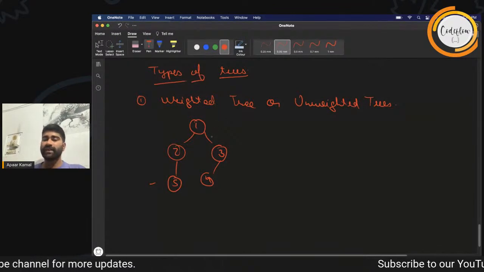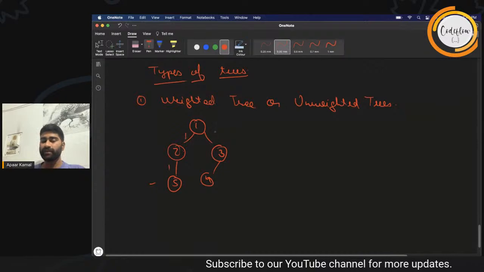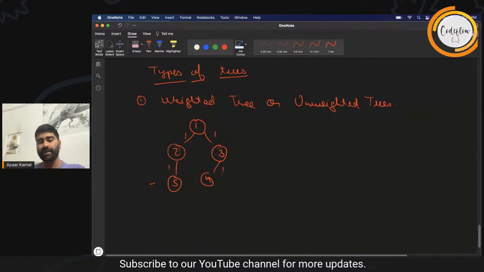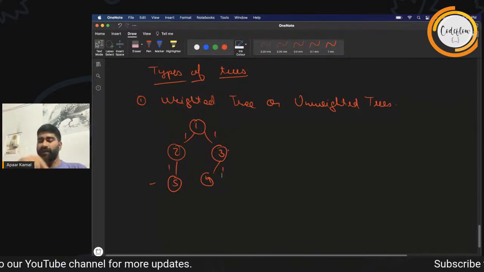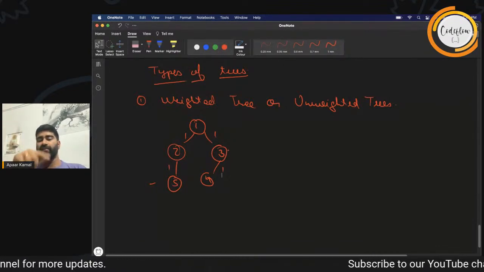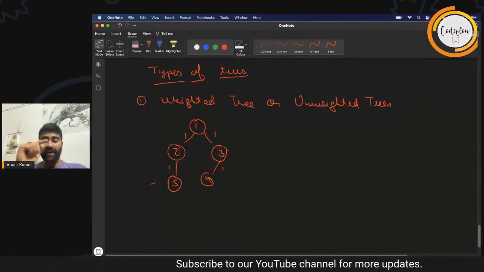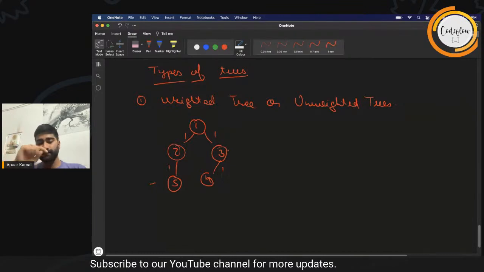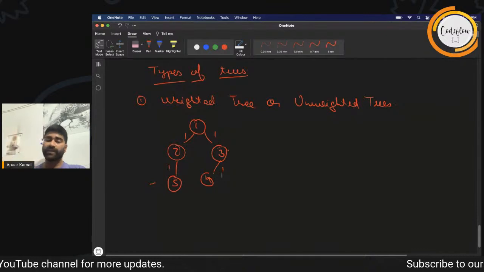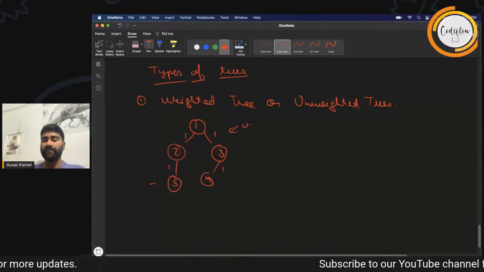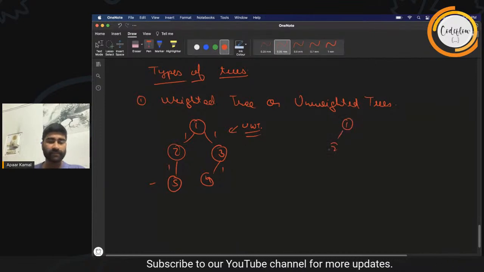So what we generally say is, if the tree is unweighted, then all the edges have weight one. So we take one constant value, that 2 and 5 are one distance apart, 1 and 5 are two distances apart, right? And 5 and 4 are four distances apart. Cool guys. So this is about weighted and unweighted trees. So this is an unweighted tree. Now let us understand weighted trees.